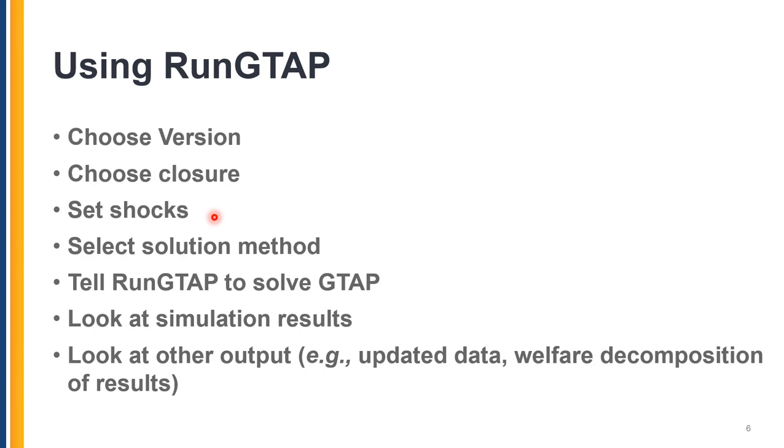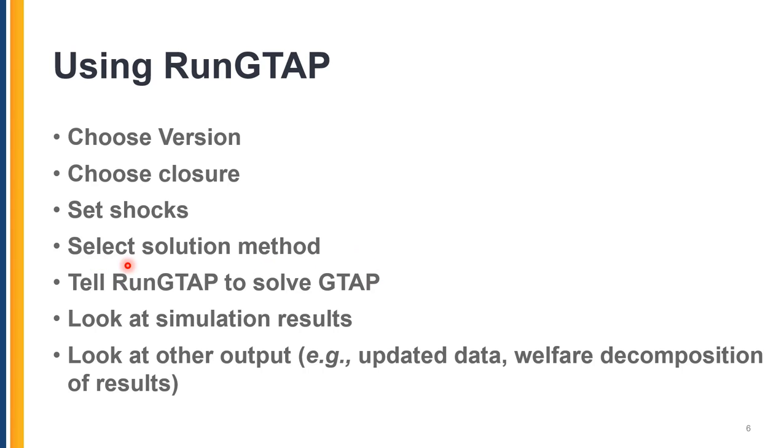You would choose that closure or choose to make changes to it as needed, set up the shocks, and that would be choosing which exogenous variables need to be changed, setting the perturbation from the initial solution, and then selecting a solution method. There are always competing ways to solve a large nonlinear system. GTAP incorporates a few of those, and it also gives us the ability, once we've chosen a solution method, to set what we consider to be the accuracy or the convergence level for the model to call itself solved. And so we'll see all of that.